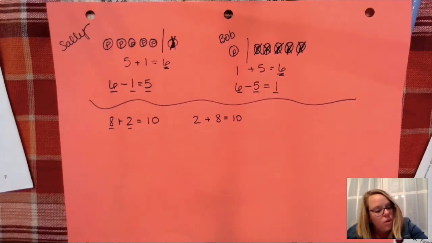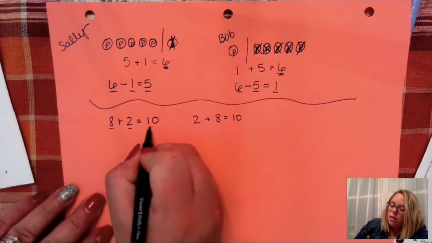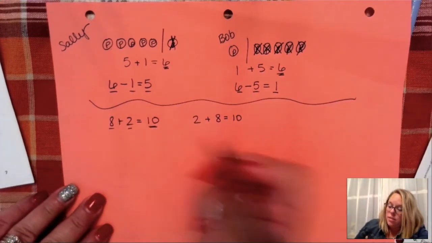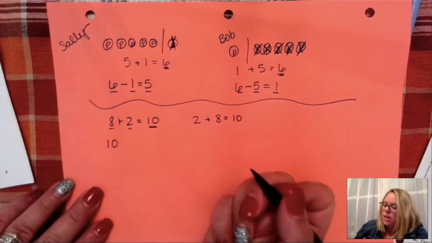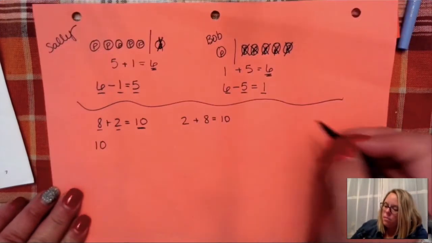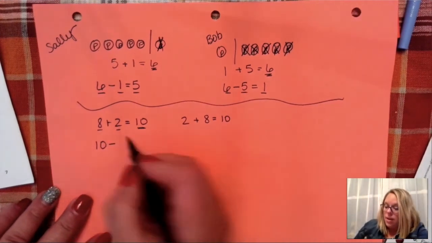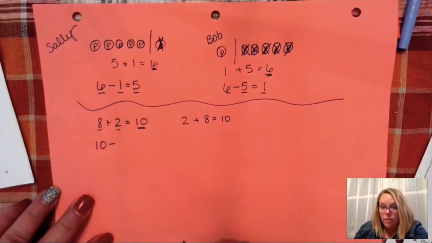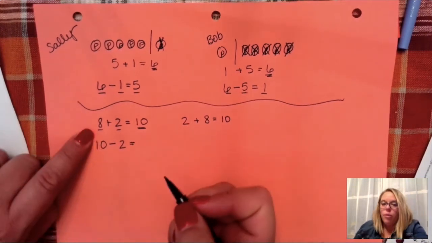And what are we going to do for subtraction facts? Well, with the subtraction facts, what's really important to remember is you have to always start with the largest number. So we're going to start with 10, just like if I had 10 pennies. Okay? Now, I have 2 choices. I can get rid of 2 of them, or I can get rid of 8 of them. So let's go ahead and get rid of 2. How many are going to be left?